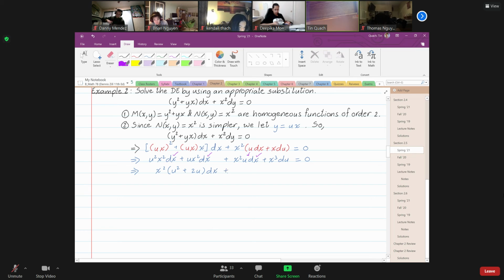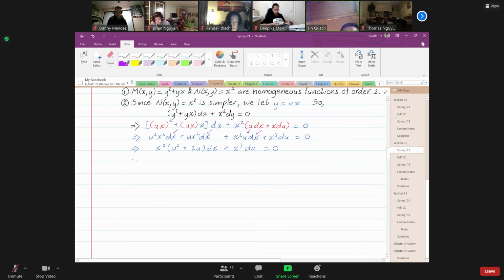And then you have x cubed du equals 0. So we're going to try to solve this one by separating the variables. So we're going to get the dx, and let's move that term to the right.